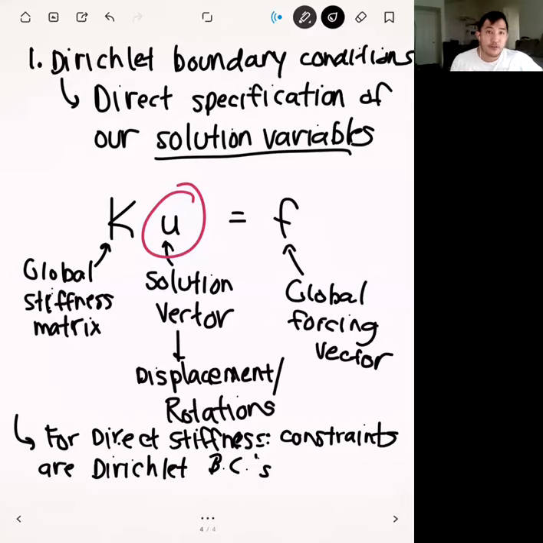But after the midterm, we're gonna relax this a bit. But no matter what type of problem we're doing, 99% of the time you're gonna have at least one Dirichlet boundary condition. And the only cases where you don't are very special cases that a lot of times are not usually that practical. Okay, so that's Dirichlet boundary conditions.